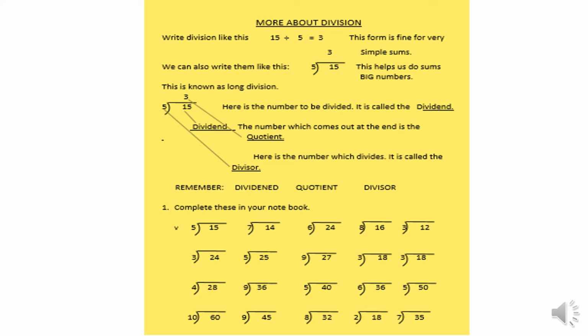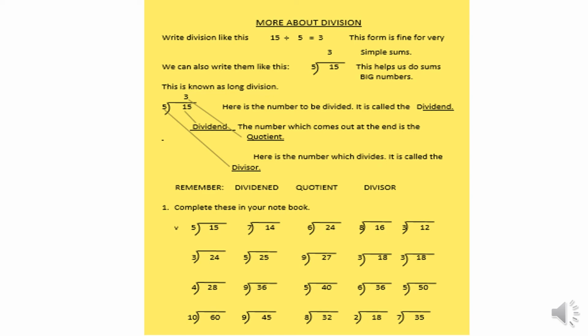So you will say the table of 5. How many times 5 equals 15? 3 times 5 equals 15. You will write 3 above, and this helps us do sums with big numbers. This is known as long division.